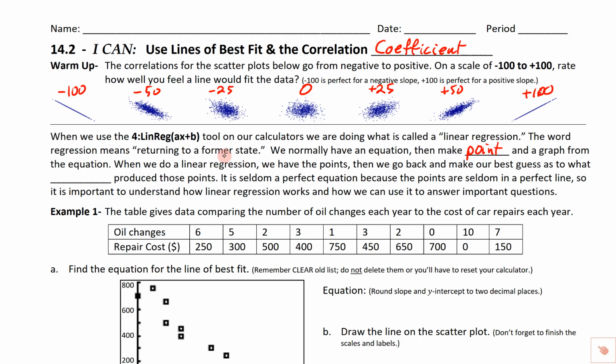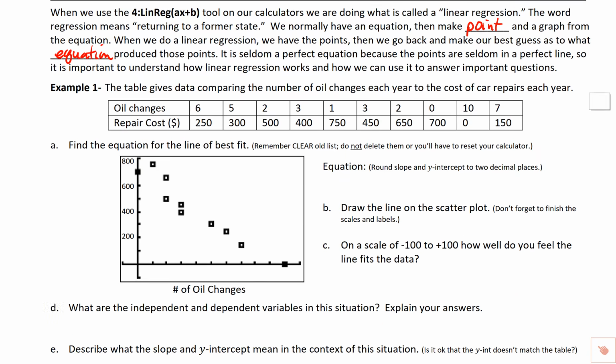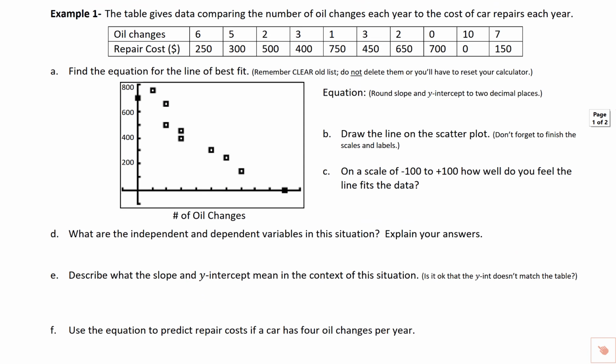We're kind of doing the opposite here. So we have the points, and then we go back and we make our best guess as to what the equation, so let's write the word equation right here, what equation produced those points. Now, this is very seldom a perfect process. It's very seldom a perfect equation because the points are very seldom in a perfect line. So it's really important to understand how linear regression works and how we can use it to understand and answer some important questions. So I'm going to slide down here so we can take a look at this example.